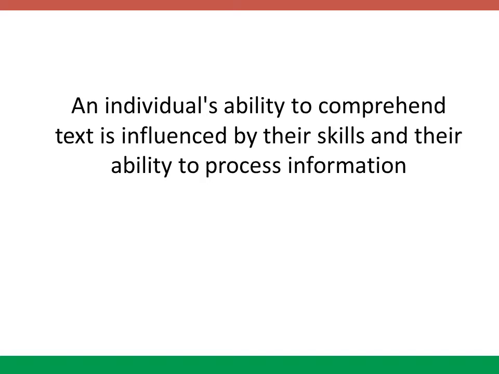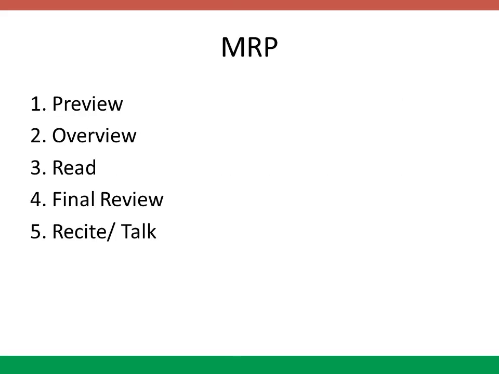An individual's ability to comprehend text is influenced by their skills and their ability to process information. There are individual differences. All people do not understand the same way when they read the same material. So the understanding level is different and depends on their skills that we have already discussed. Multiple Reading Process, MRP, can be the strategy to read a technical material, where you preview, overview, read, do a final review, and then maybe recite or talk about it.